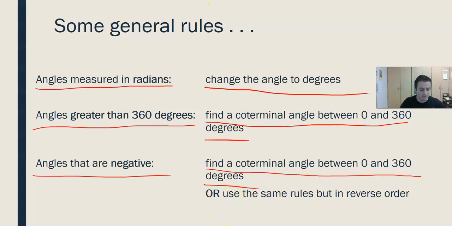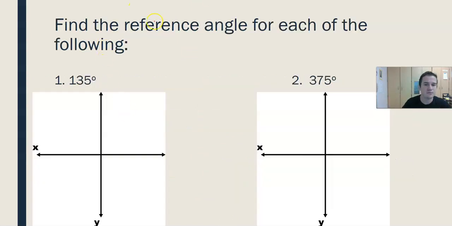Okay, so let's practice identifying reference angles. It says find the reference angle for each of the following. So first, I'm just going to sketch this angle using its initial and terminal side. So here's my initial side. I'm going to start here, go up to 90 degrees, and then go over to 135. That's going to be right here-ish.